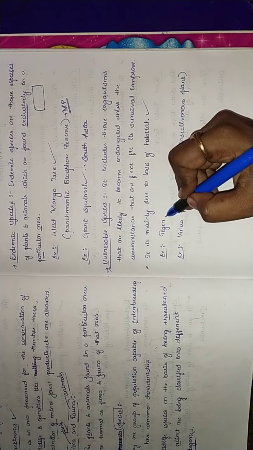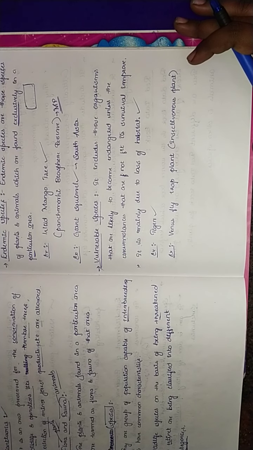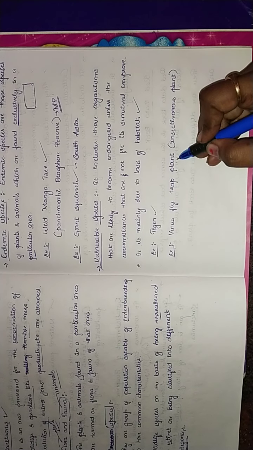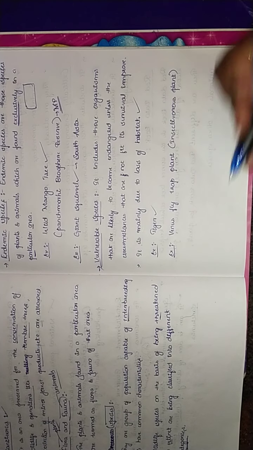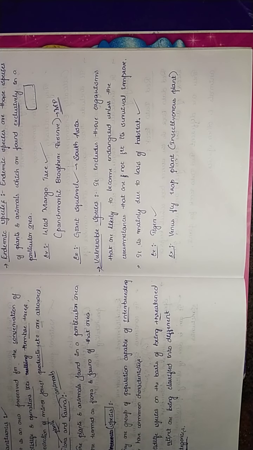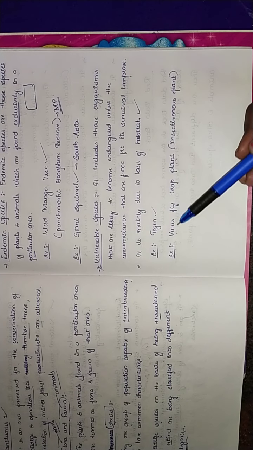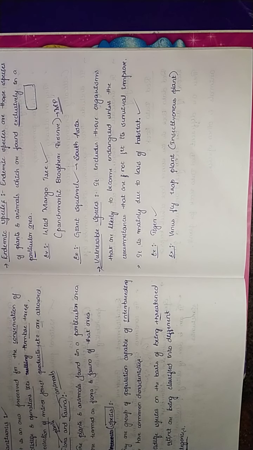For example, we can take the tiger. Tigers are slightly in danger. It's almost the dangerous zone. And then we have the next one, the Venus flytrap plant. The Venus flytrap plant is in the vulnerable species. There are lots and lots of plants and animals which are vulnerable species. But here I have taken some examples, the tiger and the Venus flytrap plant, which is an insectivorous plant.